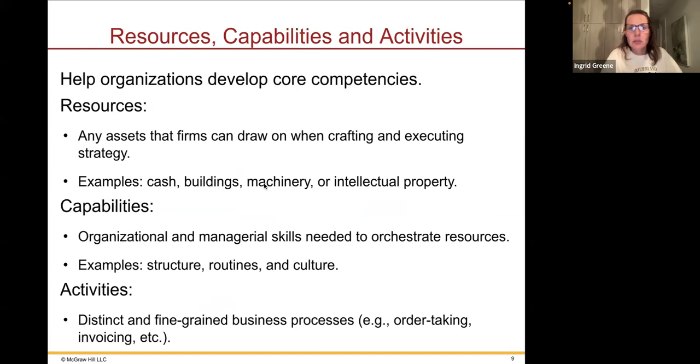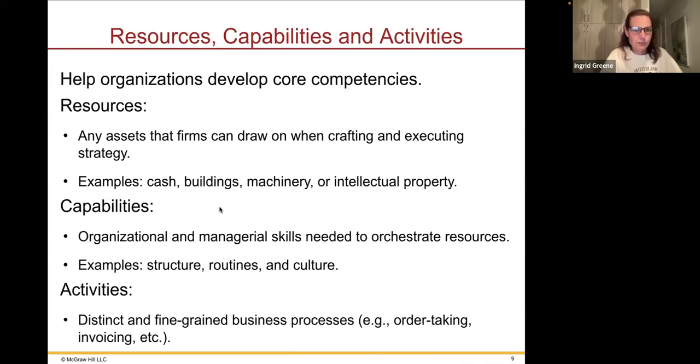This is cash, building, machinery, intellectual property. So for Yeti, right? They made that amazing cooler that is really durable. That they have that picture in the textbook of the guy on the piece of plywood and standing on that. Well, obviously, they don't have plywood anymore, but they patented these ideas of these really durable products. Then we have the capabilities.